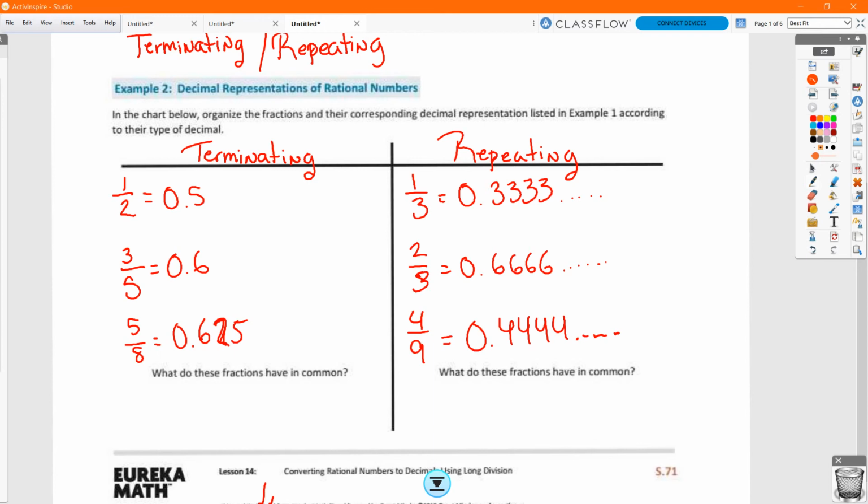They don't continue on and on, whereas the other column has our repeating decimals. These are all fractions that have a repeating number, like 3 or 6 or 4 or 5 or 7 or 1 or whatever it may be. These continue on and on, and they have to be written as such: 0.3 with a repeating bar, 0.6 with a repeating bar, 0.4 with a repeating bar. That's how we can write these decimals without having to create a long stretch of digits. Okay? So let's continue on.